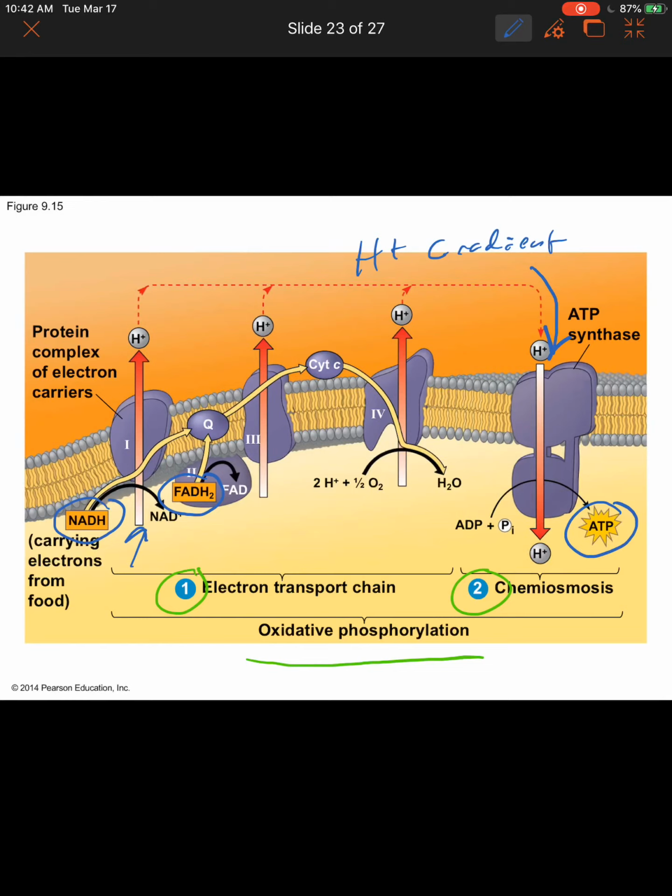So the transport chain liberates the energy from the electrons. That potential energy is converted to the energy of a proton gradient. ATP synthase allows those protons to flow back through the membrane down their gradient. Their energy is given off, and that's used to make ATP. That specifically is chemiosmosis. So oxidative phosphorylation is made up of the electron transport chain and then chemiosmosis.